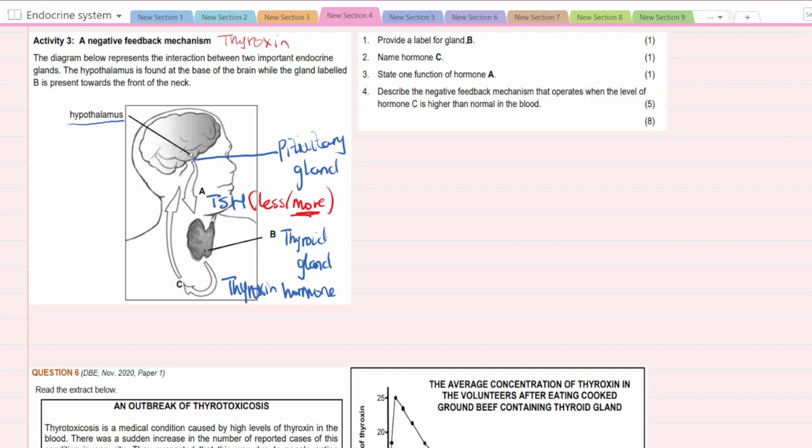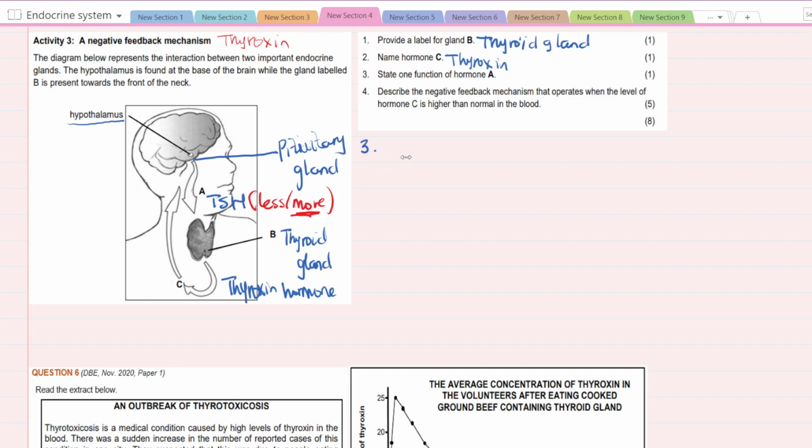They say now provide a label for gland B. Gland B will be your thyroid. This will be your thyroid gland. Then the hormone C is what the thyroid gland secretes, so that will be your thyroxine hormone.